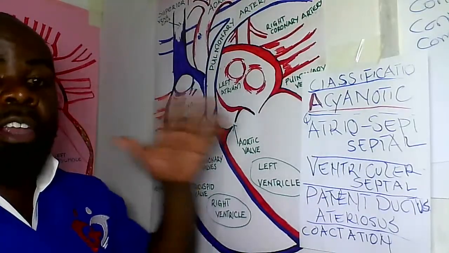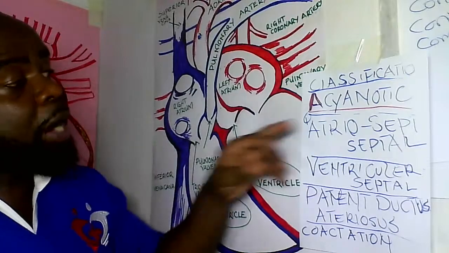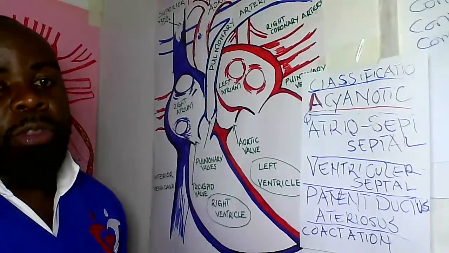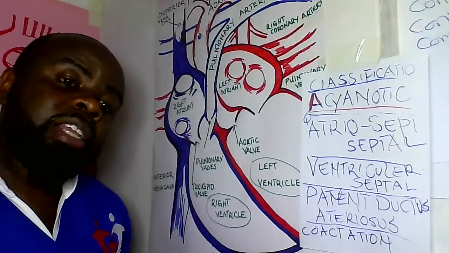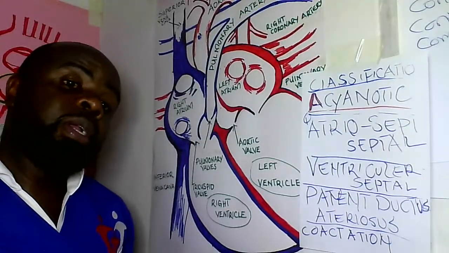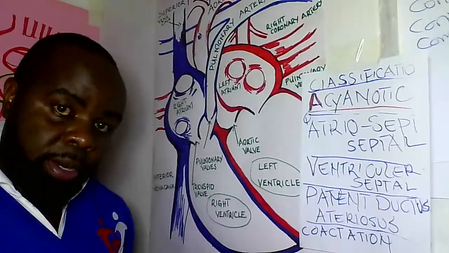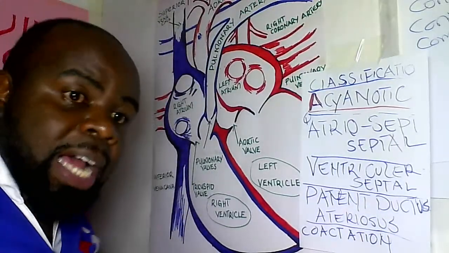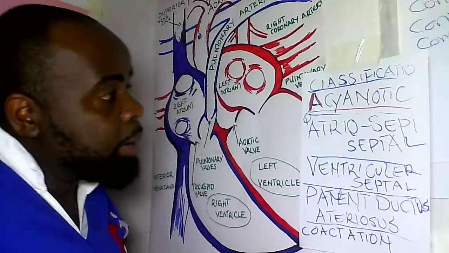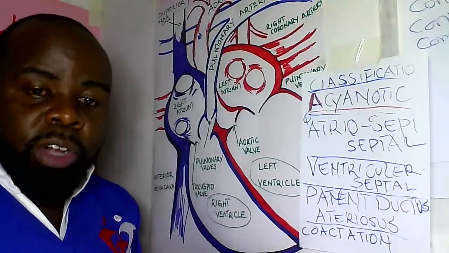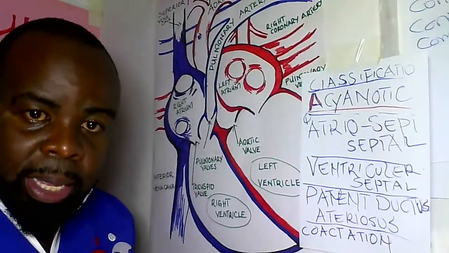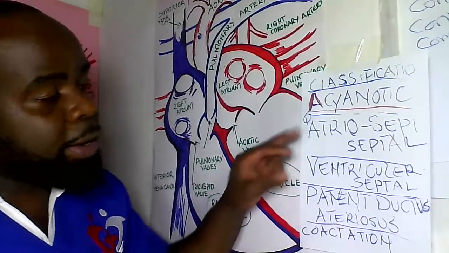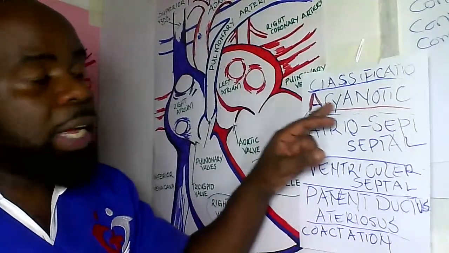We have classified them according to acyanotic: those where you have issues, but your blood has oxygen. You get it? You have the issues, but your blood has oxygen. Savior Man, I think you are following. These are the conditions that are called acyanotic.